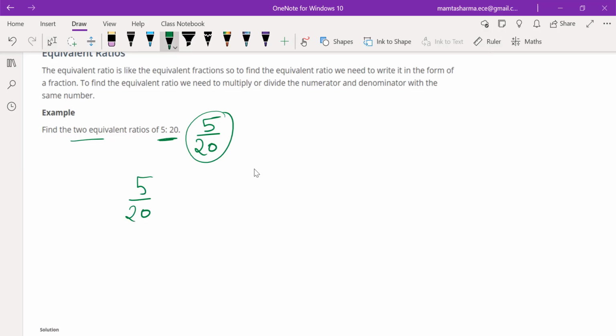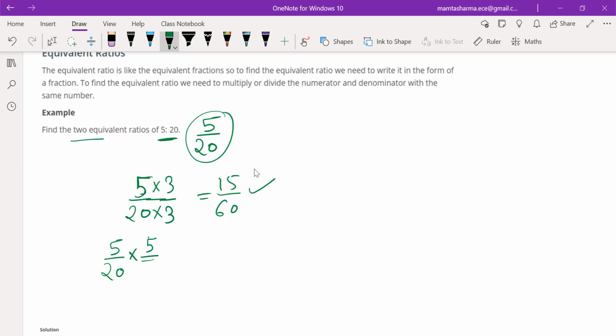Ritvik, for getting the equivalent ratio, you have to multiply any number with the numerator as well as in the denominator. Suppose I take 3. So multiply both sides. 5 threes are 15, 20 threes are 60. So one would be 15 by 60, and for the second one, take any number again.